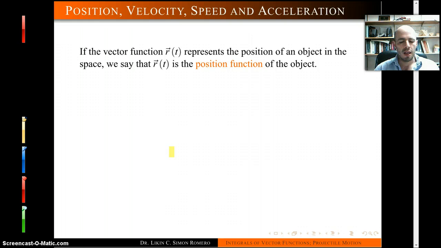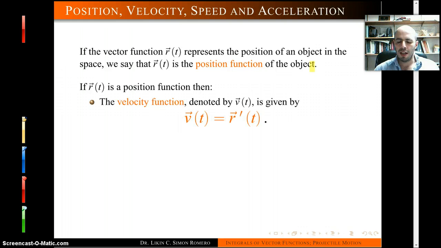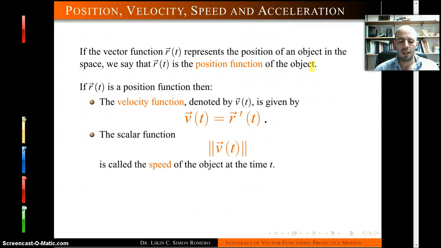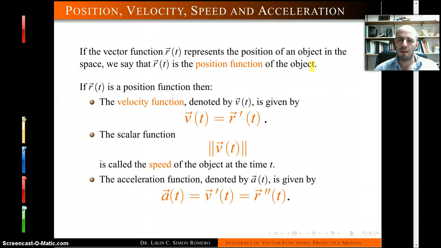So let me start. If a vector function represents the position of an object in space, we say that r of t is the position function of the object. Once you have a position function, the derivative is going to be the velocity function, the scalar function that is the magnitude of the velocity is going to be the speed, and the derivative of the velocity is going to be the acceleration. The only thing that I want you to note here is that velocity and acceleration are vector functions, and the speed is a scalar function.